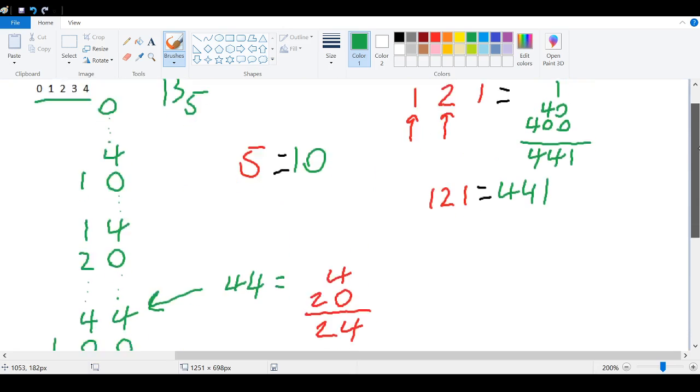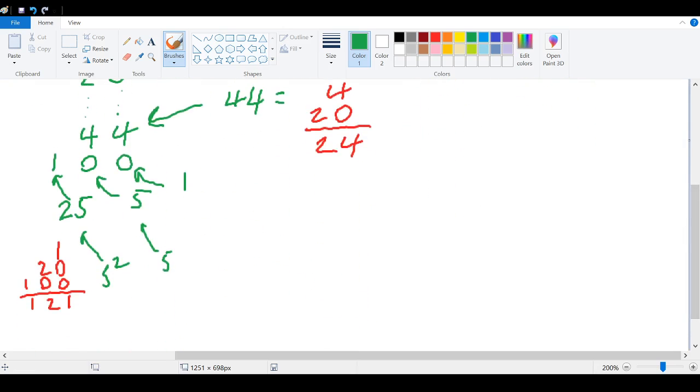Can we do the other way? Let's say I have the number 222 in base 5, and I want to know what is this equal to in base 10. Well, we can do something similar. What we have is 2 1s, that's equal to 2 in base 10.